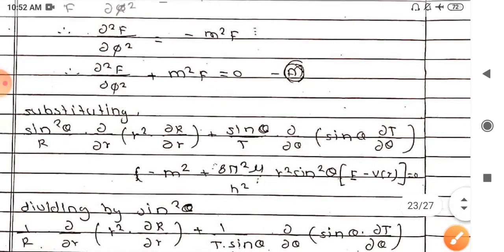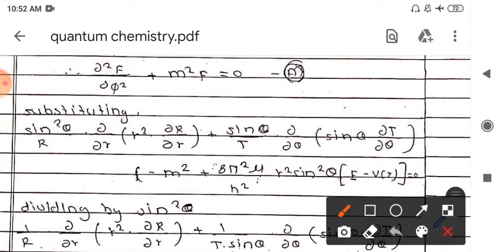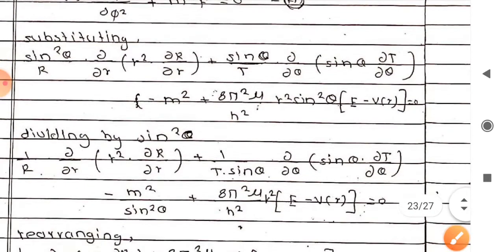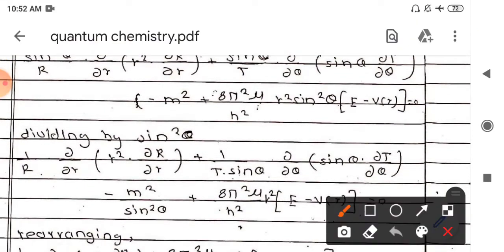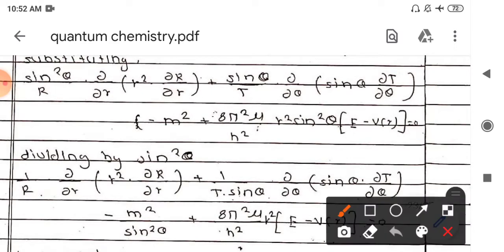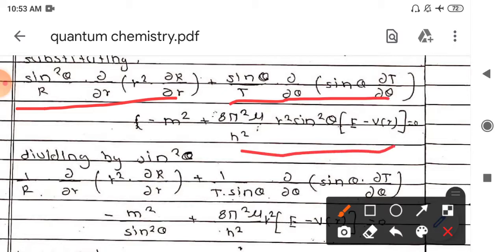Upon substituting that into the above equation, all the other terms remain as they are, and the only difference is that the minus m square term takes the place of the term 1 upon Φ d2Φ by dφ square. Again we can see that this part depends only on r, this part should depend solely upon theta, and this should also depend upon r only.